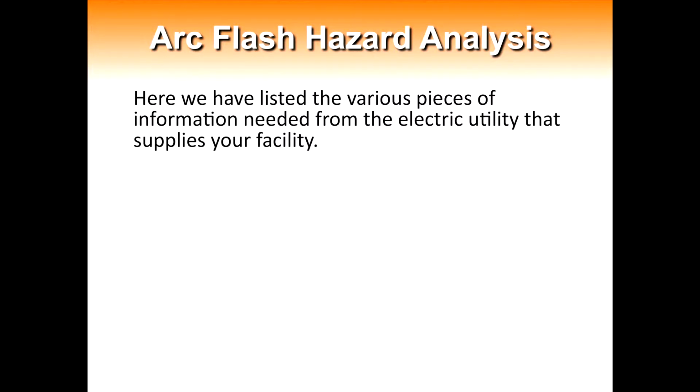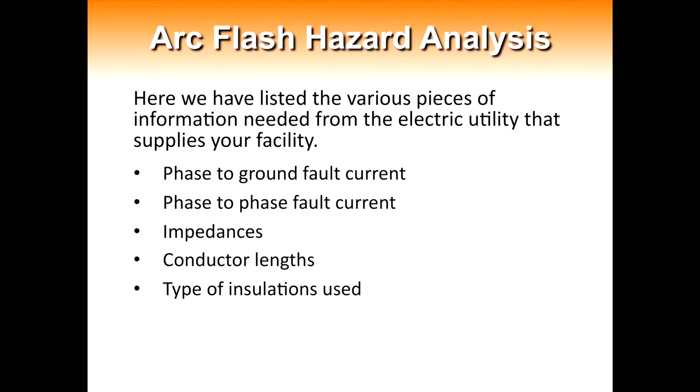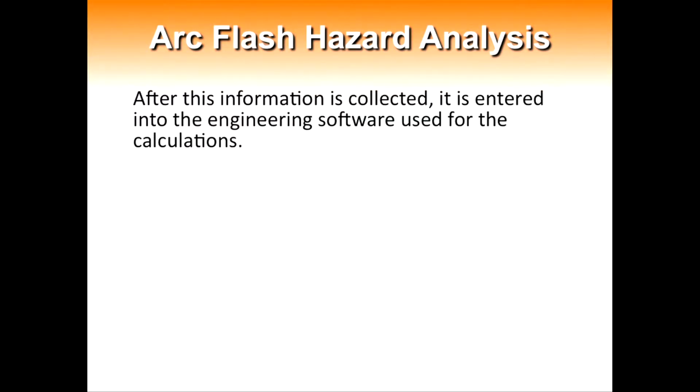Here we have listed the various pieces of information needed from the electric utility that supplies your facility. Phase to ground fault current, phase to phase fault current, impedances, conductor lengths, types of insulations used, type of transformer, and type of cooling. After this information is collected, it is entered into the engineering software used for the calculations.